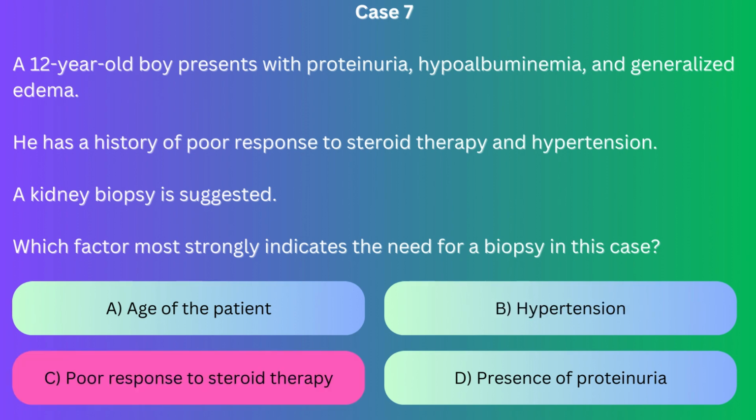A poor response to steroid therapy is a critical indication for kidney biopsy, especially in idiopathic cases, to determine the underlying histopathology and guide further treatment. While age, choice number A, can influence the decision to perform a kidney biopsy, it is not the most compelling factor in this scenario.